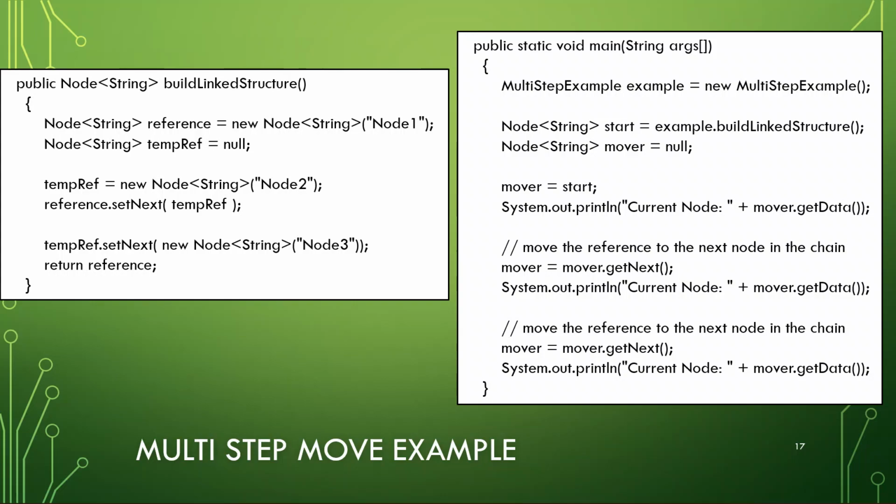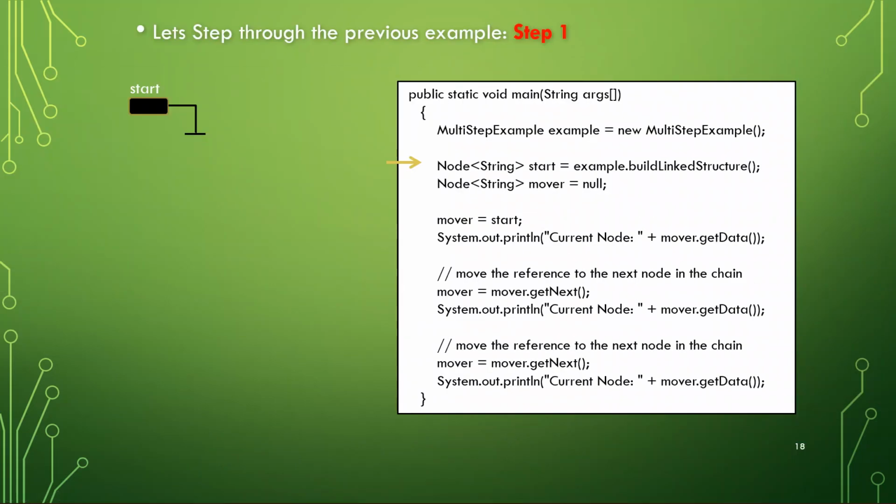So here's a multi-move step, taking that same example that we said before, but instead of just having one node, we have one node linking to another node, so we have multiple nodes in this case. In our build link structure, we have one node, a second node, and a third node that are linked together in a linear structure. And then we have the same kind of moving steps we had before.